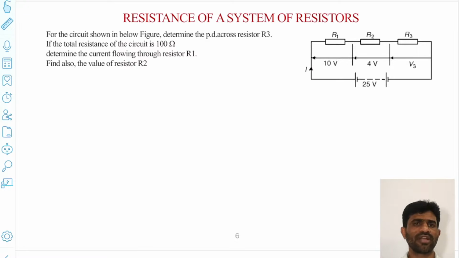Total resistance is given 100 ohms. Determine the current flowing through resistor R1. We should also find the resistance across R2, that is resistor R2. Can anyone answer what is the first question? What is the potential difference across R3?